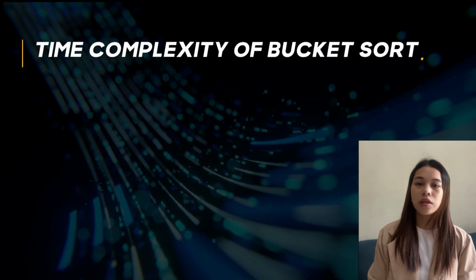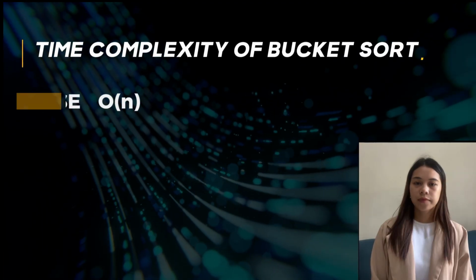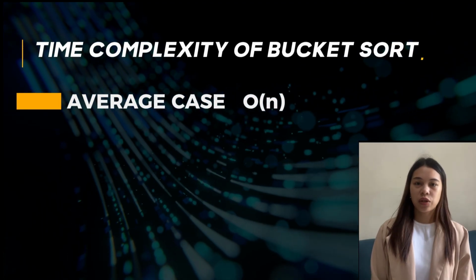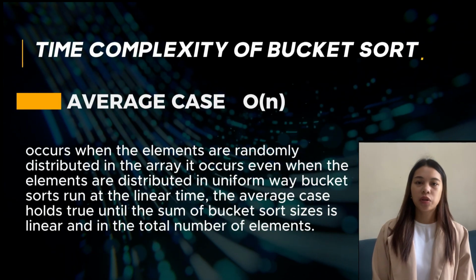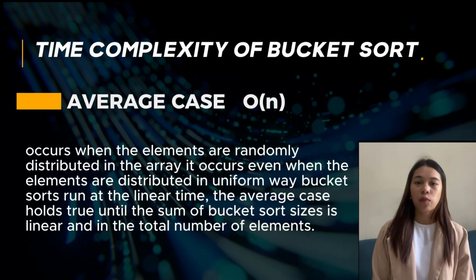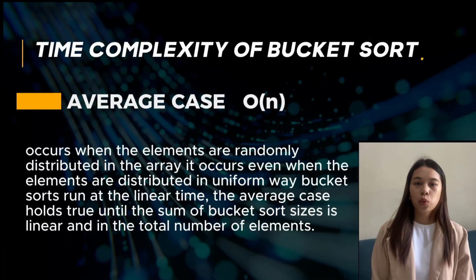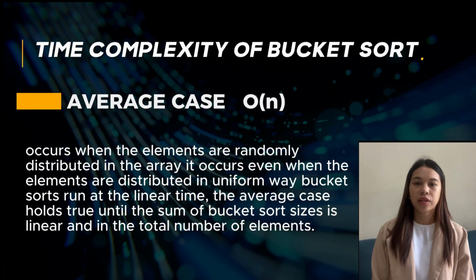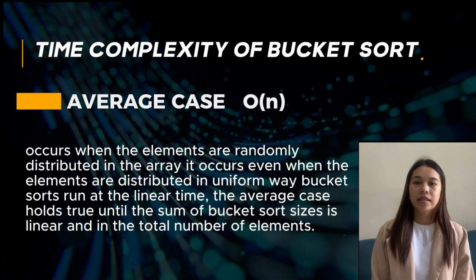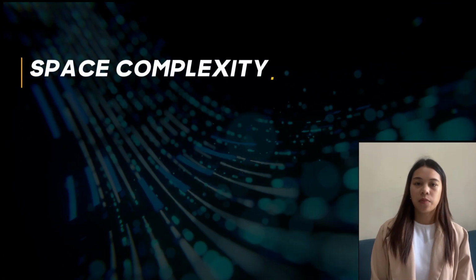And lastly, we will learn how the average case occurs in a bucket sort algorithm. The average case occurs when the elements are randomly distributed in the array. It occurs even when the elements are distributed in a uniform way. Bucket sort runs at a linear time. The average case holds true until the sum of bucket sizes is linear in the total number of elements. Next, we will see about the space complexity.